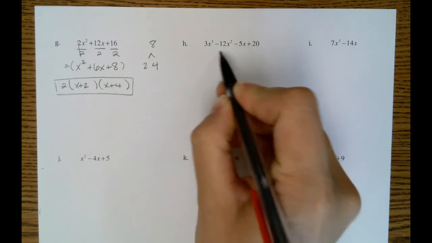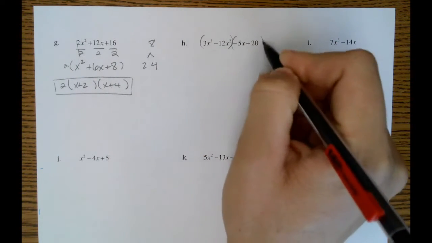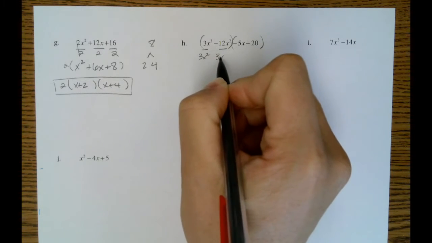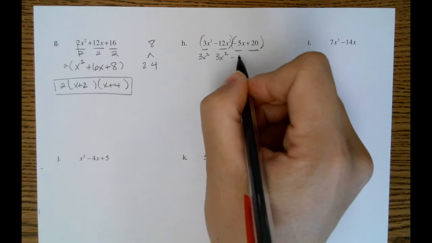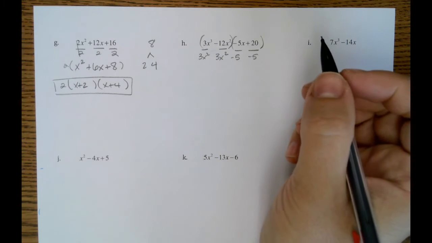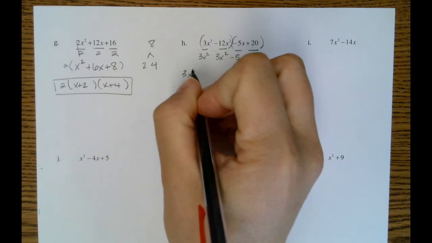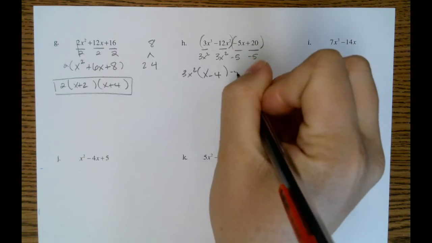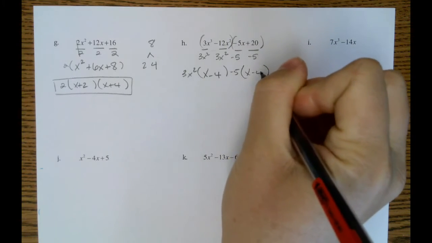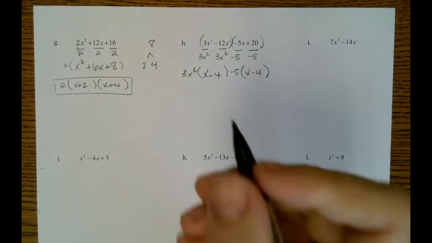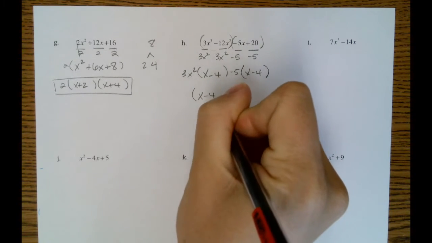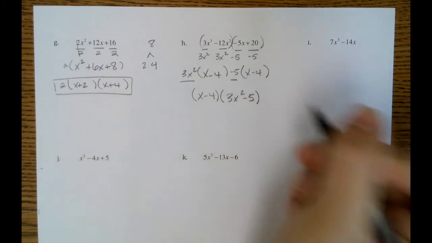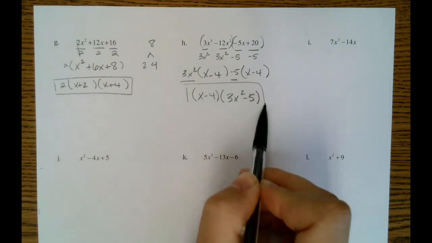Letter H is grouping because we have 4 terms. So we're going to go ahead and group there. We can divide out a 3x squared from our first terms and a negative 5 from our last 2 terms. So we're left with x minus 4 and x minus 4. We always want those parentheses to be the same. And then our 3x squared minus 5, we put that together to be our second factor.